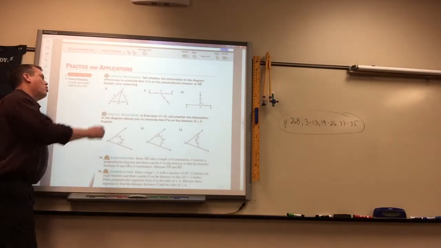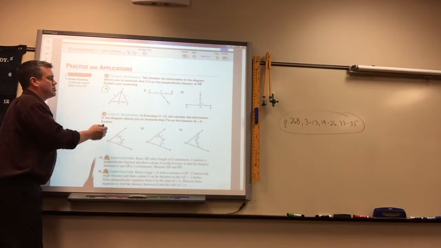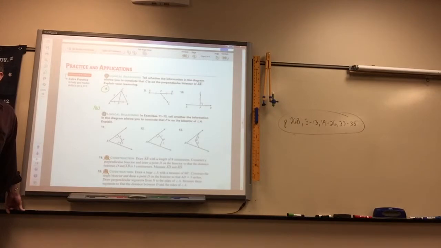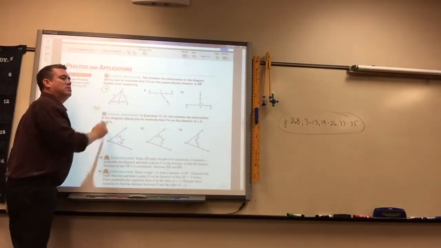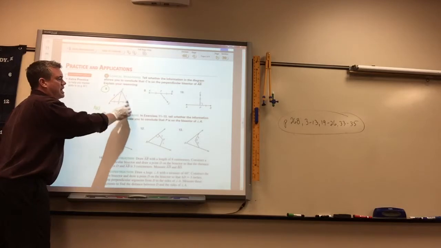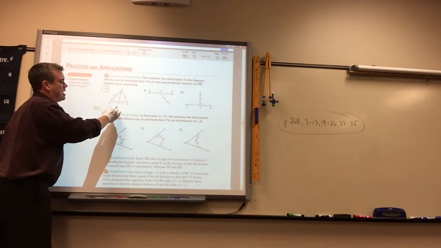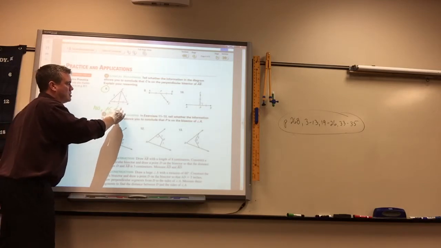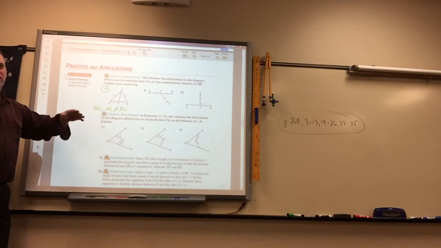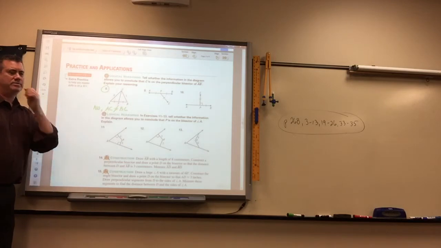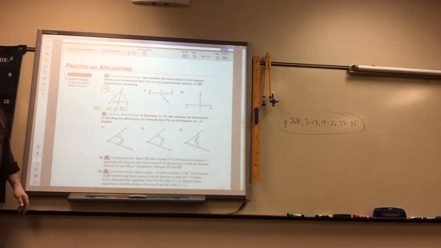No. So why? I already told you the answer is no. C is not on the perpendicular bisector, but you've got to put the reason why. Why do we know that C is not on it? This is 8 and that's 7. They've got to be equidistant. So the easiest thing to say is AC is not equal to BC. If you wrote it out, you would say C is not equidistant from A and B, but it's quicker to write that.